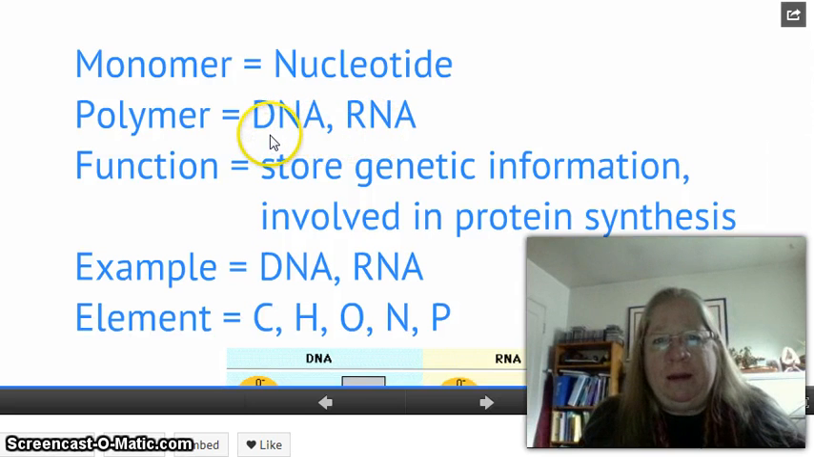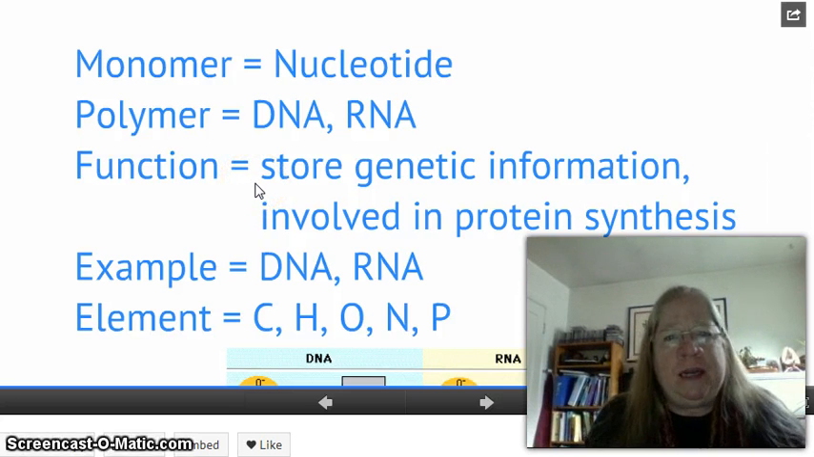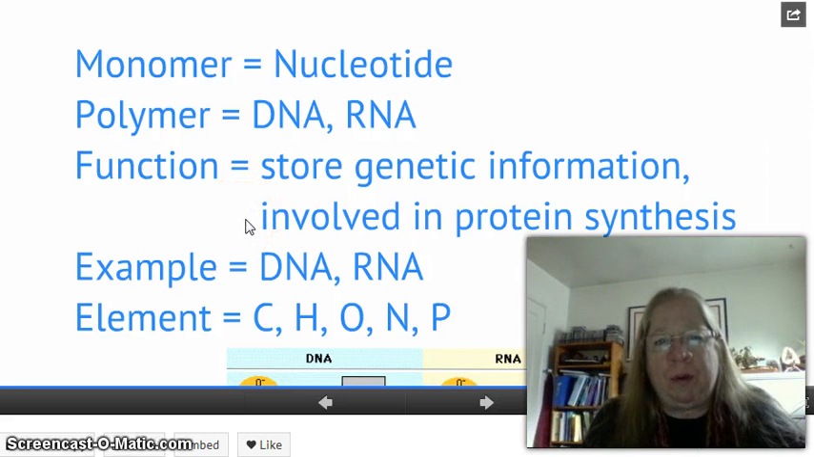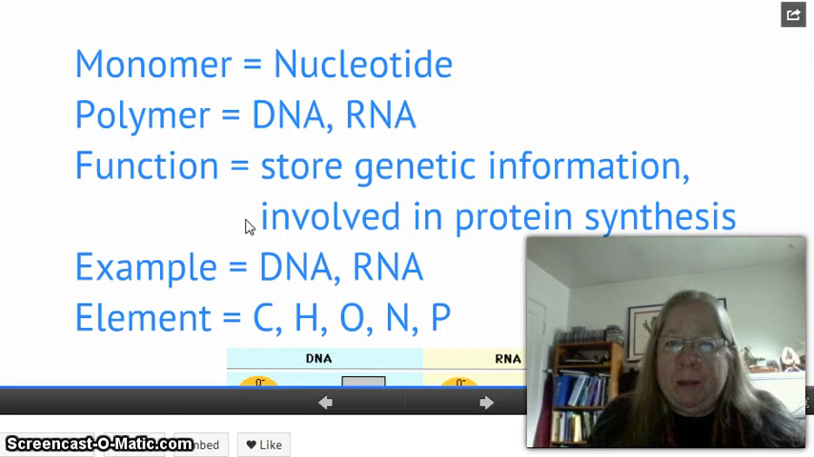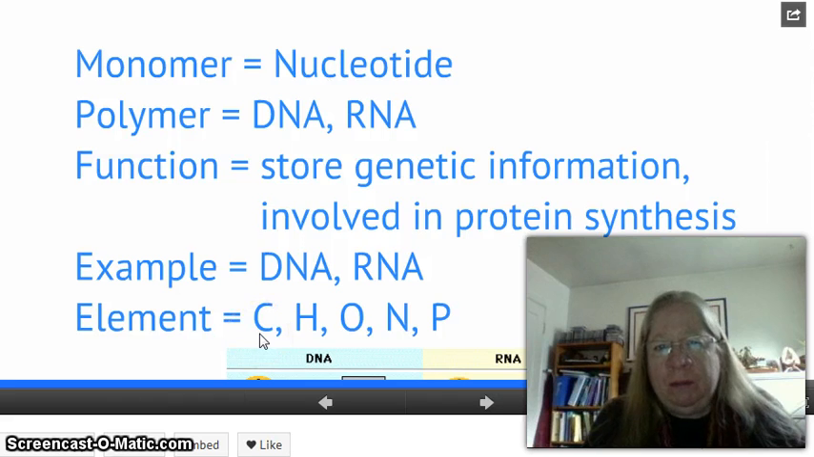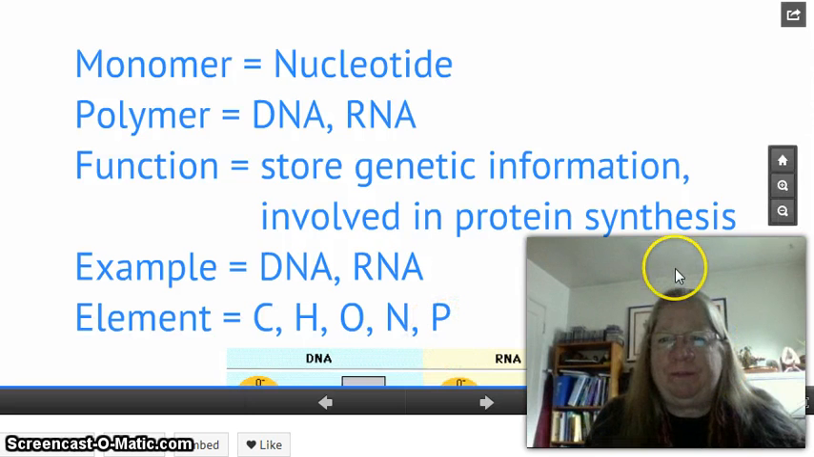So if you know that an example of a nucleic acid is DNA, you know that one of its major functions is to store genetic information. And both DNA and RNA are involved in protein synthesis, or making proteins. The elemental composition of nucleic acids is carbon, hydrogen, oxygen, nitrogen, and phosphorus.